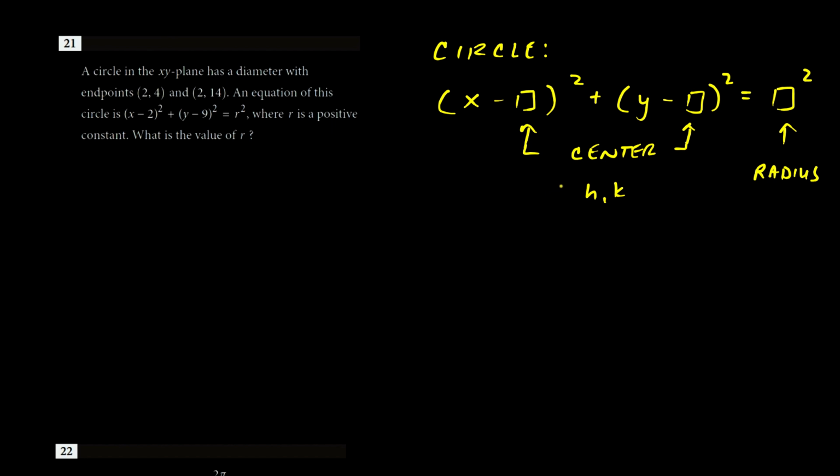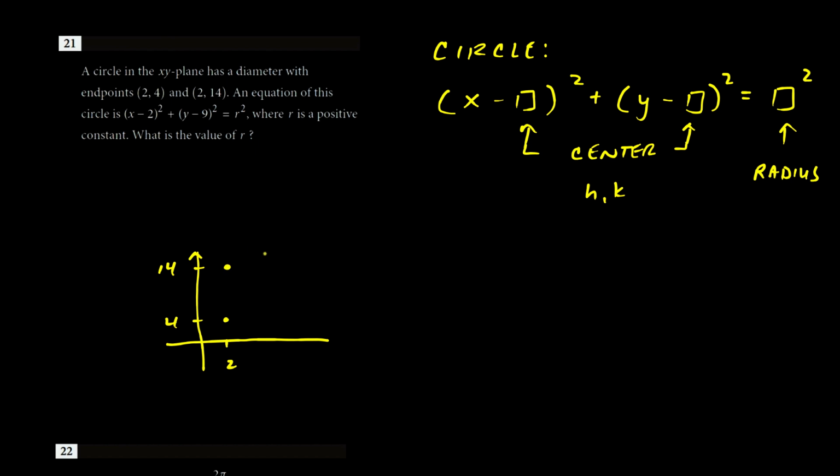Now we may not need any of this, but that's the information you want to know. Whenever I have something with points, I do like to go ahead and make a quick little sketch just to see what it is I'm looking at. You'll find this is helpful. It says our endpoints are at 2, 4, so we'll call that 4 right here. And then 2, 14, so up here is 14.